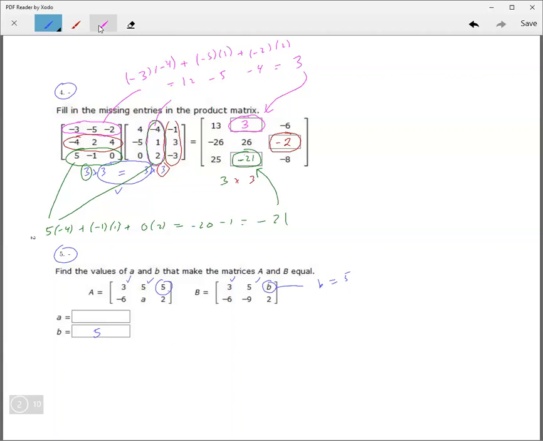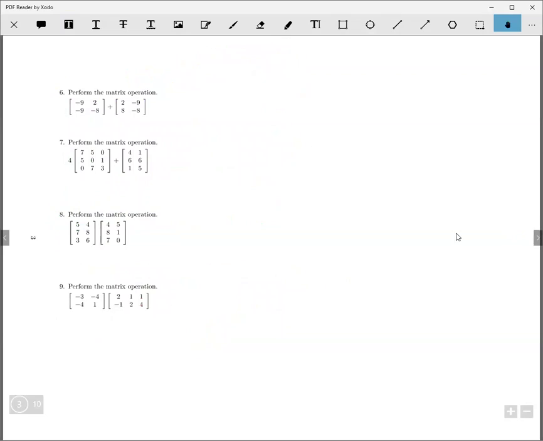And then this matches up with that one, that matches with that one. And here, these have to match up. So that means A has to be -9. Okay, so -9 and 5 would be the answers there. Okay, for number 6, matrix operation, addition. So here's addition, here's multiplication, here's multiplication.